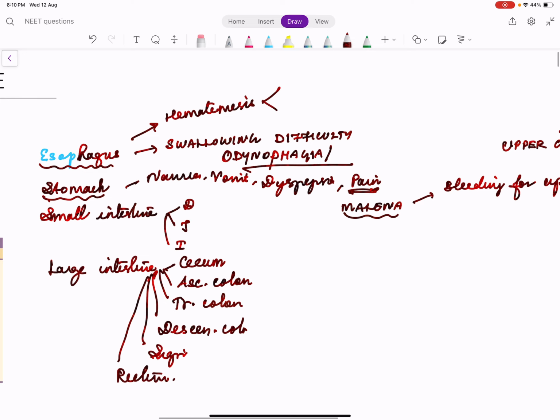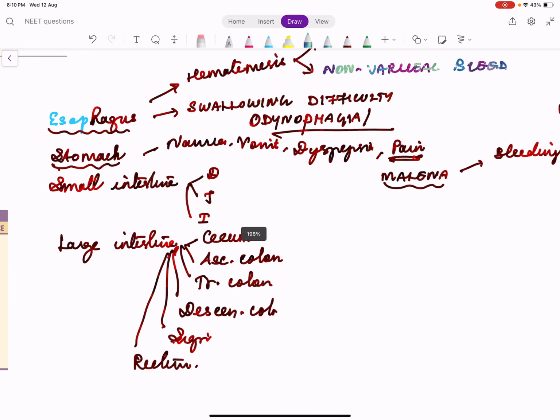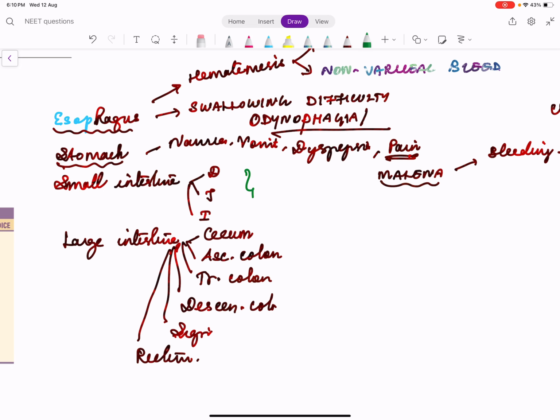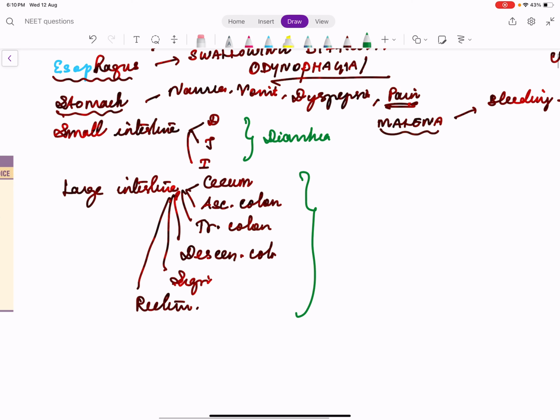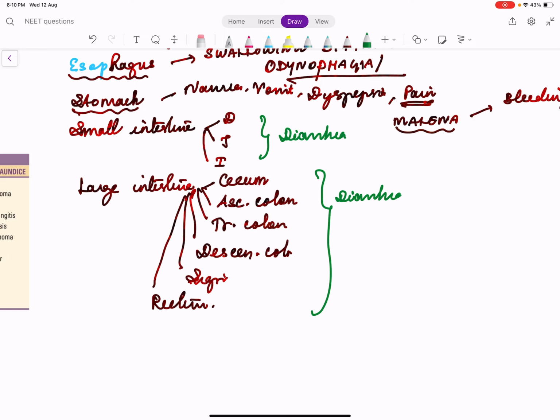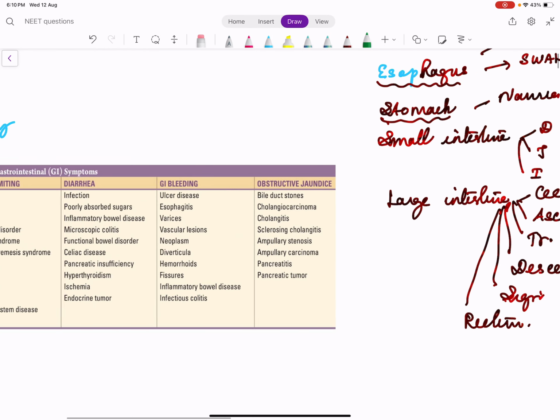When we say hematemesis, or when there is upper GI bleeding, there are two types of bleeding: variceal bleeding and non-variceal bleeding. We will discuss what varices are later. In the small intestine, usually the symptom will be diarrhea. In the large intestine also, there can be diarrhea or there can be constipation. So knowing these basic differentiations is important to help us understand better.